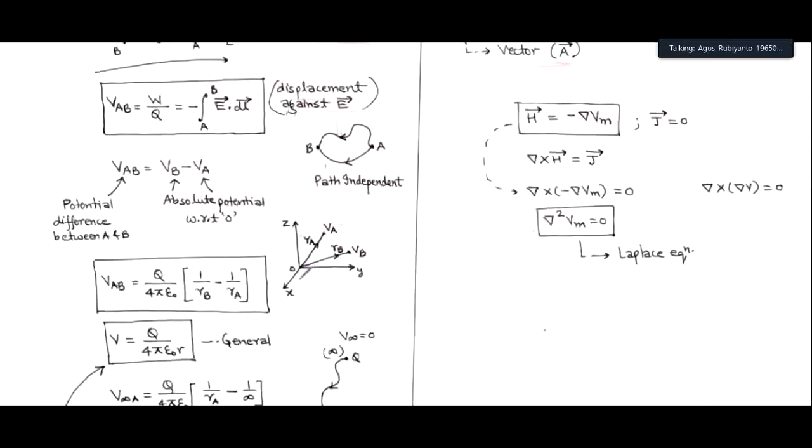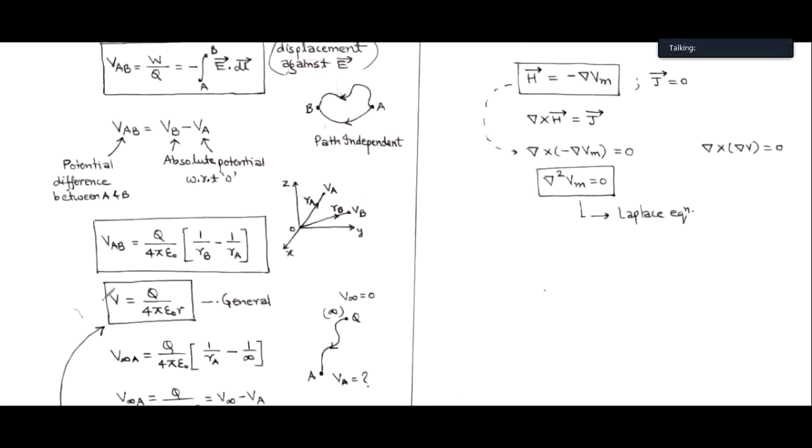So absolute potential is always with respect to 0, and to determine the potential difference between point A and B, it is equal to VB minus VA, because here we displace from point A to B, so the formula is VB minus VA. It is also equal to Q upon 4 pi epsilon naught within bracket 1 upon RB minus 1 upon RA. So this is the potential difference in terms of charge Q. And also the absolute potential at any point is equal to Q upon 4 pi epsilon naught R. This is a general formula to determine the electric potential.